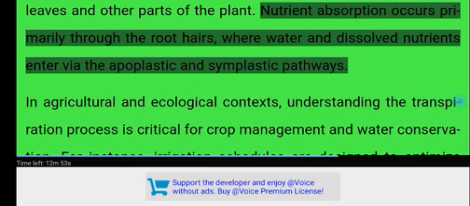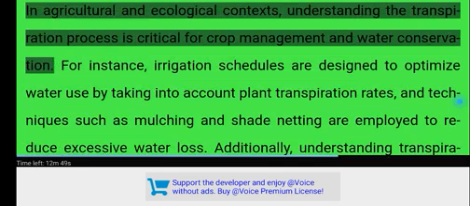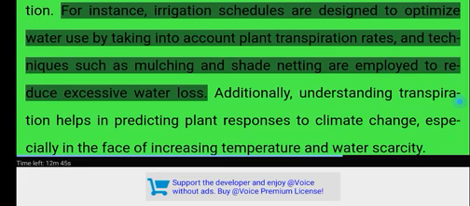Nutrient absorption occurs primarily through the root hairs, where water and dissolved nutrients enter via the apoplastic and symplastic pathways. In agricultural and ecological contexts, understanding the transpiration process is critical for crop management and water conservation. For instance, irrigation schedules are designed to optimize water use by taking into account plant transpiration rates, and techniques such as mulching and shade netting are employed to reduce excessive water loss.